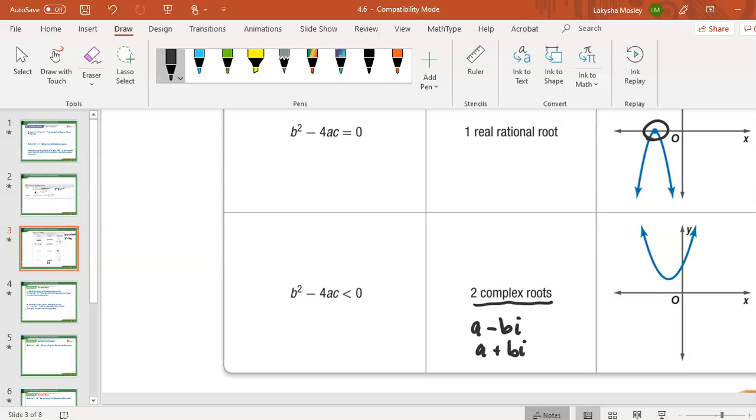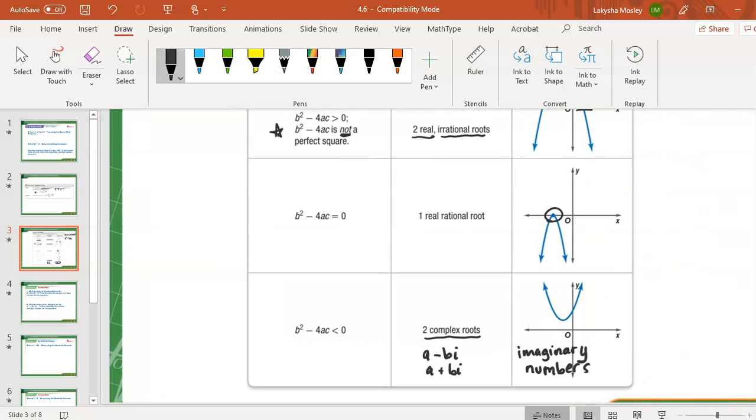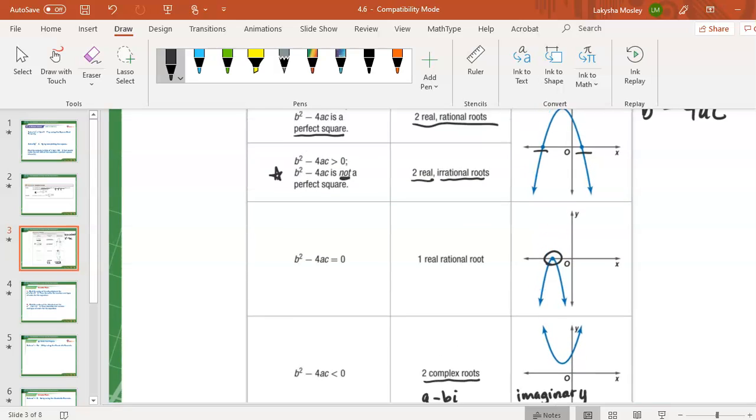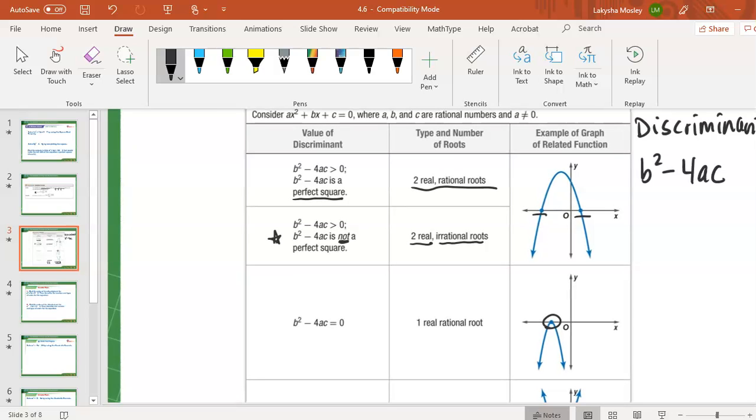All right, so as you can see, I'm going to put right here, imaginary numbers, let's put a plural. So again, remember that quadratics have two solutions. There can be two complex roots. There can be one real, because in this case, again, you only have one x-intercept. You can have two real, but again, if there's a perfect square, rational roots will happen. If it's not a perfect square, you'll have two real irrational roots. All right, so let's get into an example.